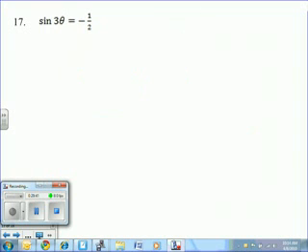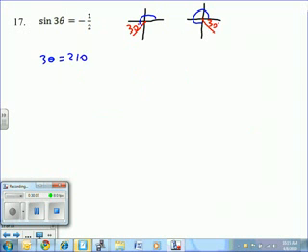Okay, so on 17, you've got sine 3 theta equals negative 1/2. So the first thing we have to do is determine what quadrant sine is negative in. Third and fourth. And then, where is sine 1/2? 30 degrees. So that's our reference angle. Okay? So we've got 3 theta equals 210 degrees, and we've got 3 theta equals 330 degrees.